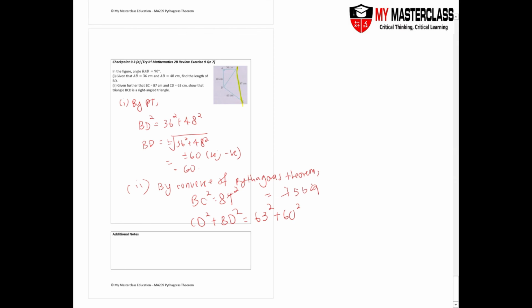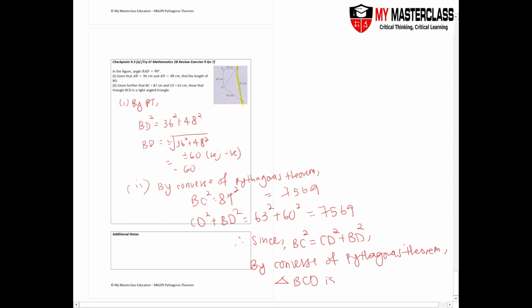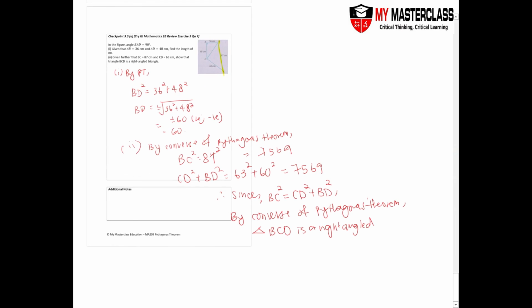If you actually worked it out, your 87 square would give you 7569. 63 square plus 60 square would also give you 7569. So therefore, what does it show? It shows that since BC square equals CD square plus BD square, you know that by converse of Pythagoras Theorem, triangle BCD is a right angle triangle.